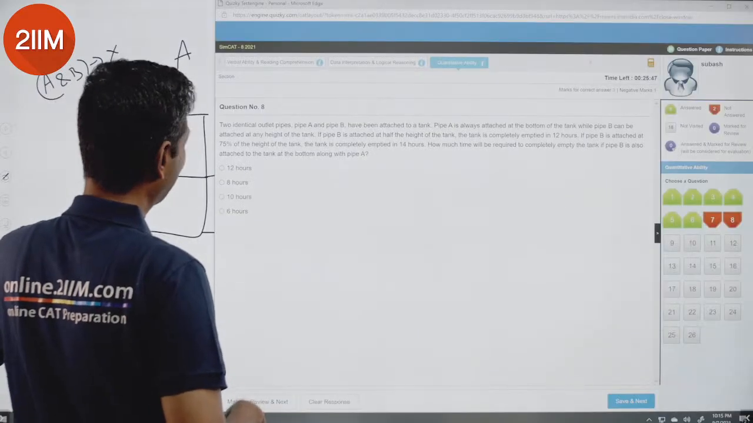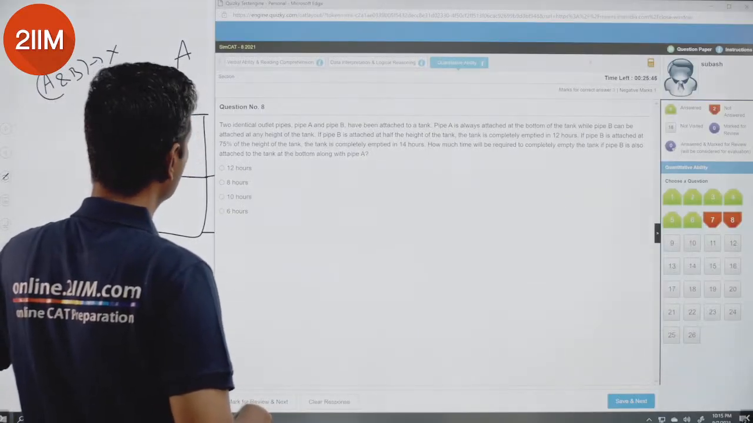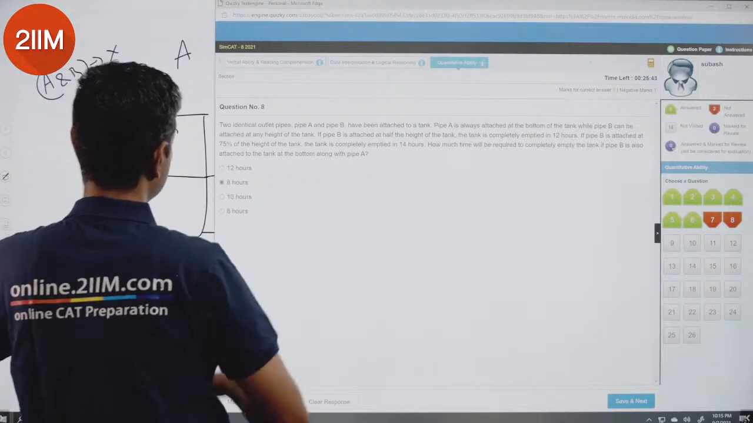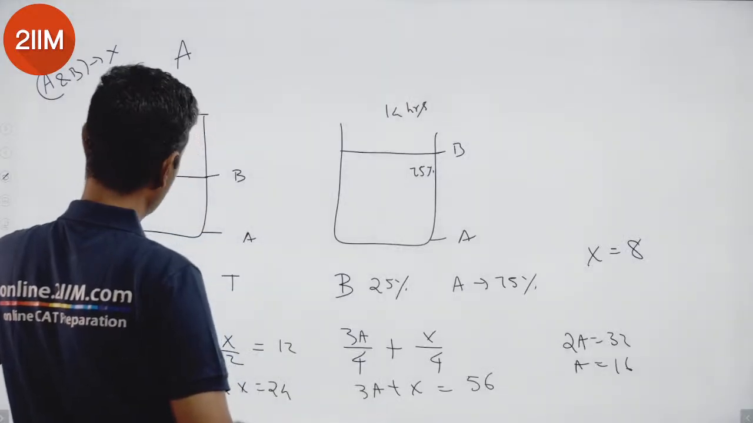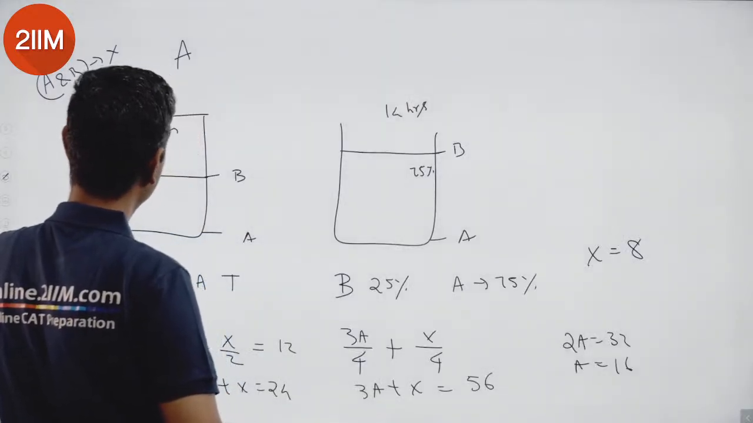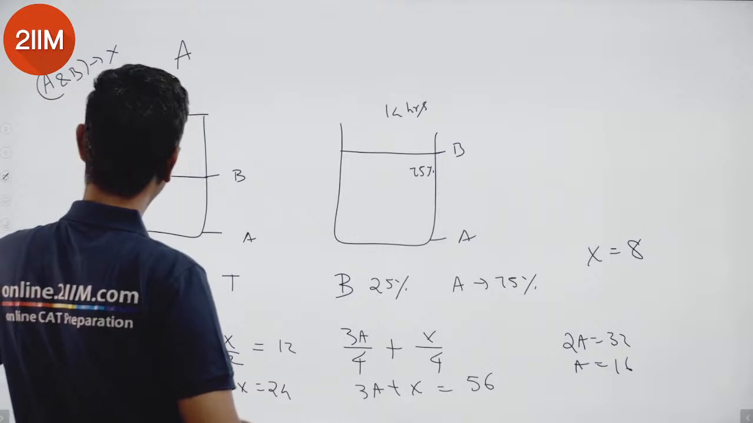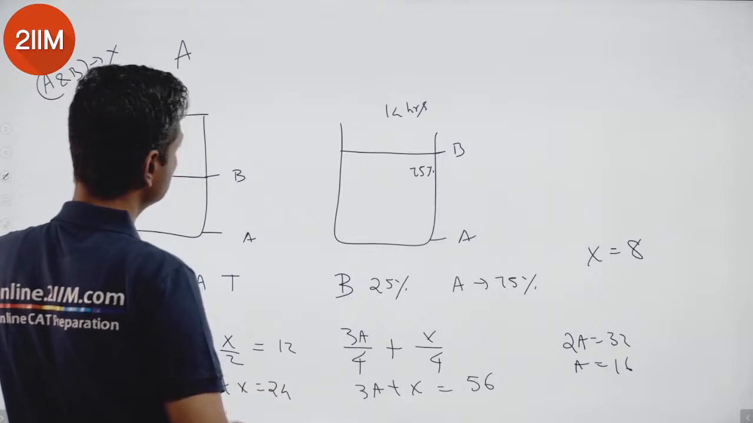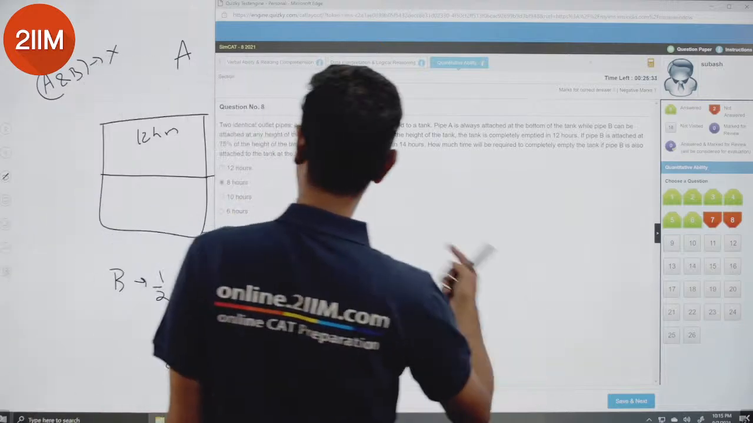Drain the entire tank in 8 hours. If B is also fit to the bottom, it will be 8 hours. A can fill it in 16, B can fill it in 16, 16, 12, 14, yep, that works, 8 hours, yep.